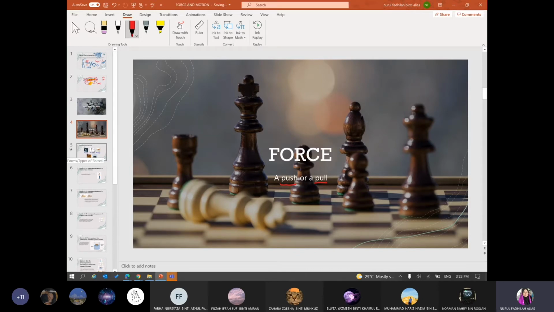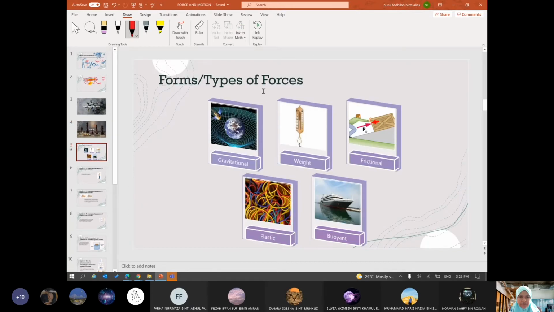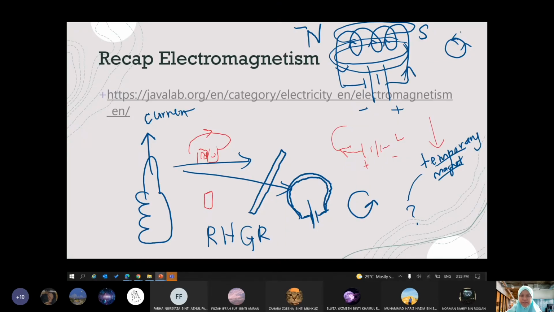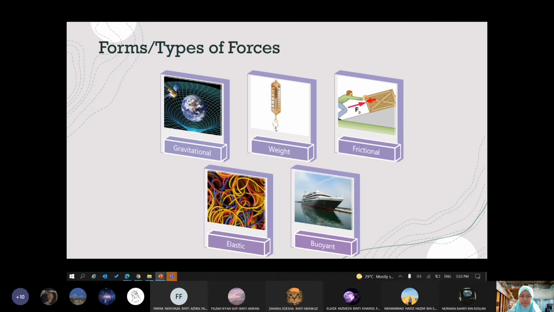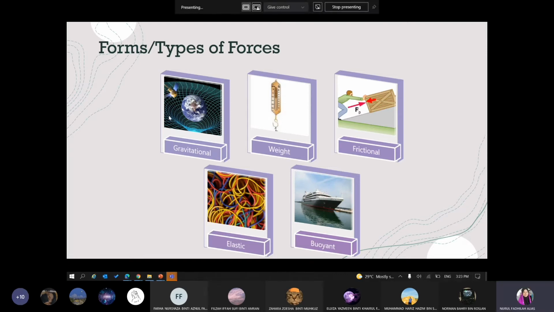Okay, there are many types of forces. So here are a few of them. Okay, types of force. We have gravitational force, weight, frictional and elastic force, and buoyant force. So what is gravitational force? Gravitational force is a force due to the pull by the earth. So, gravitational force always points to the center of the earth. Next, we have weight.